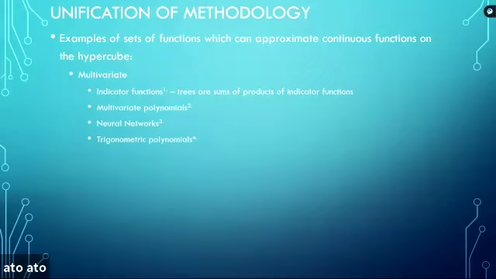Trigonometric polynomials, for our good friends in electrical engineering, let's not leave them out. Those can also, univariate or multivariate, approximate continuous functions on the hypercube. And in a univariate sense, piecewise linear functions can approximate continuous functions on the hypercube. I think this result holds in a multivariate sense. I have not seen a proof for it.